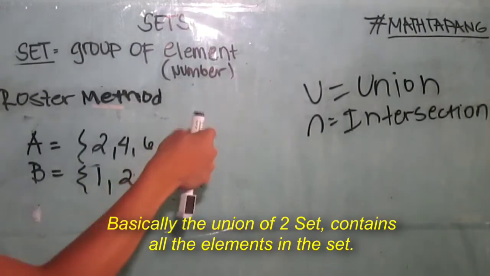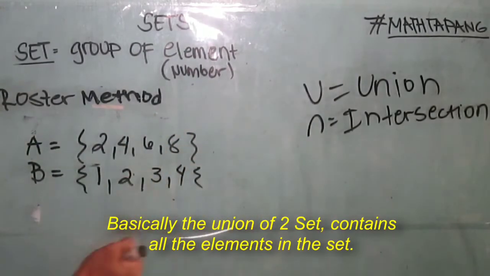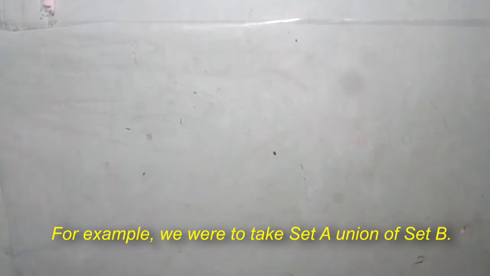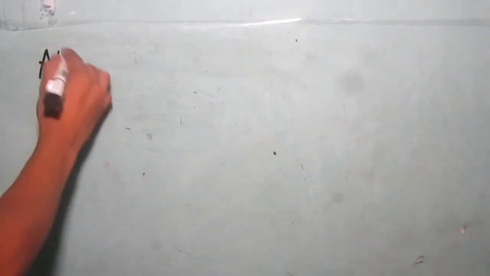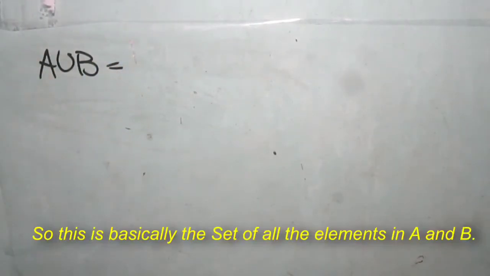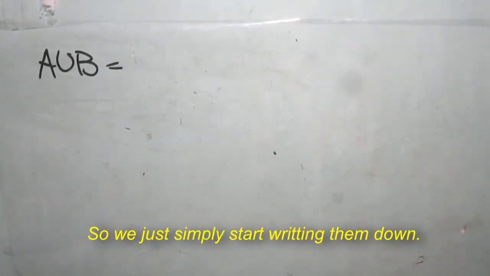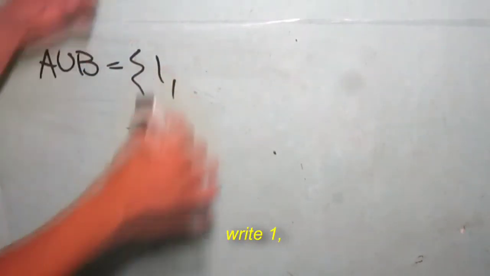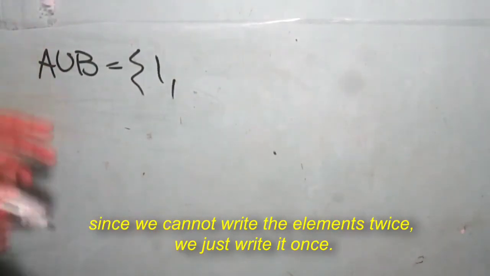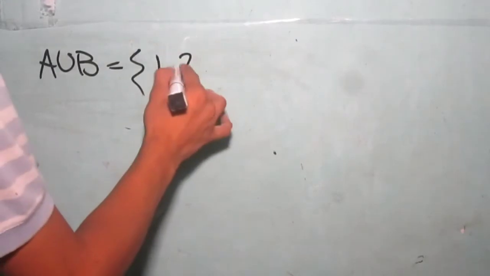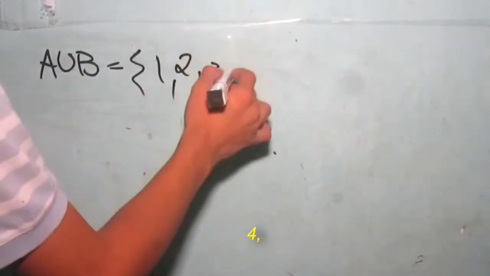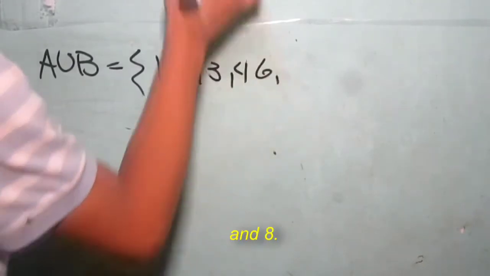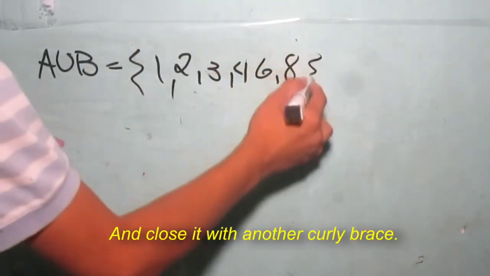Basically, the union of two sets contains all the elements in the sets. For example, if we were to take set A union set B, this is basically the set of all elements in A and B. So we just simply start writing them down. Put a curly brace, write 1. Since we cannot write an element twice, we just write it once. Write 3, 4, 6, and 8, and close it with another curly brace.